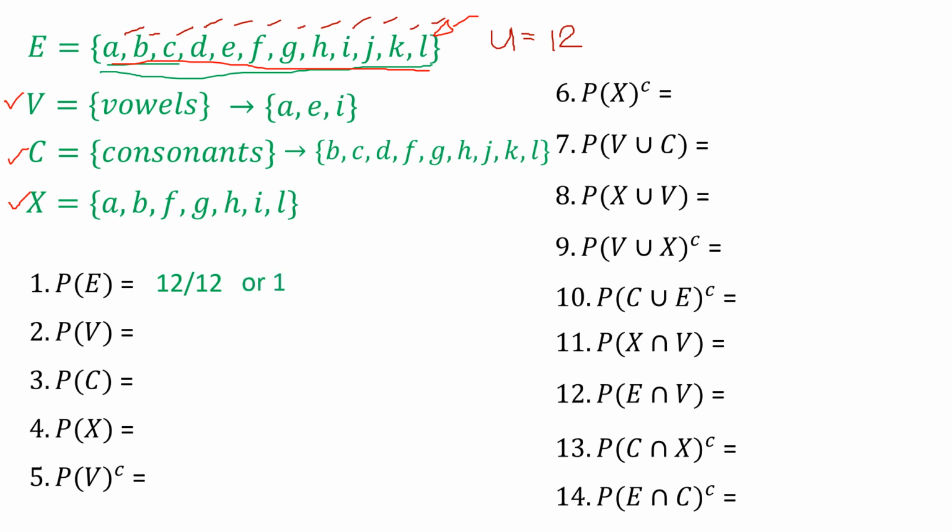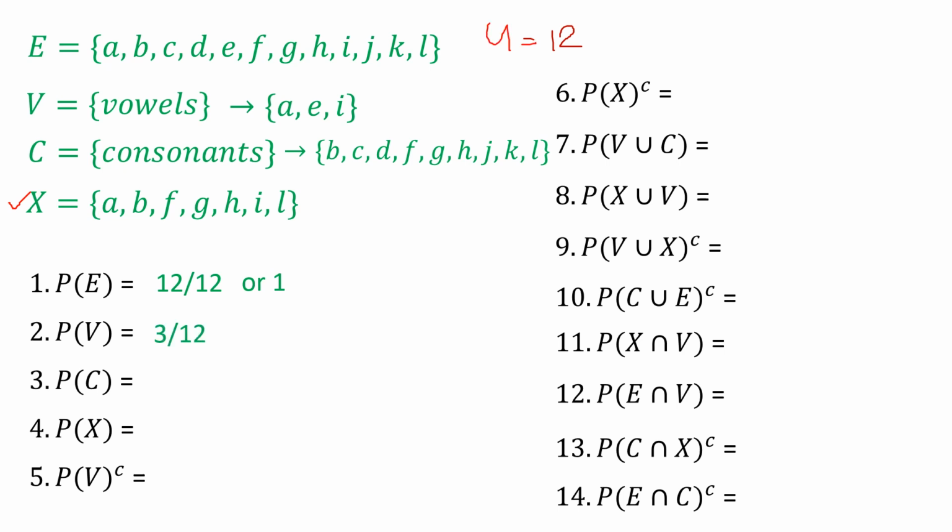For number 2, probability of V. For set V, we do have 3 elements only, A, E, and I. So we do have 3 over 12, and we may simplify this as 1 over 4. For number 3, probability of C. For our set C, we do have how many elements? 1, 2, 3, 4, 5, 6, 7, 8, 9. So therefore, our answer is 9 over 12, or simplified as 3 over 4.